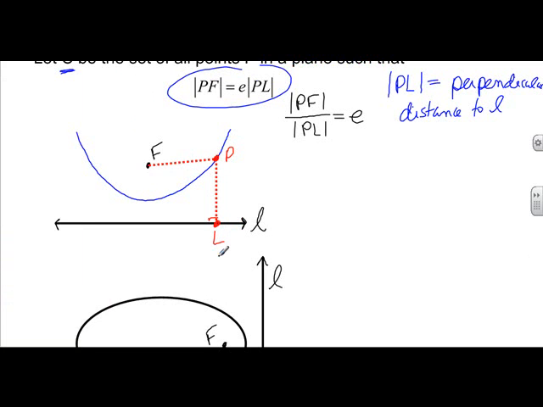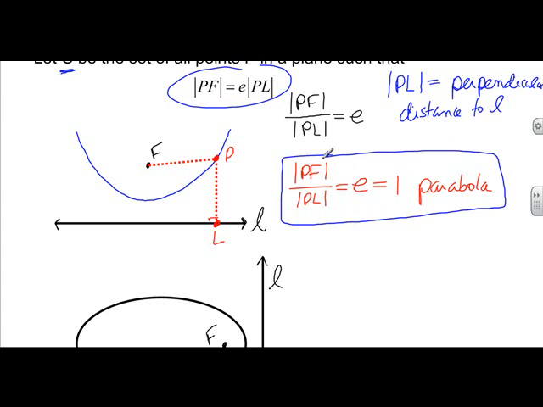With a parabola, the distance PF divided by the distance PL will equal e, and that will always equal 1 if you have a parabola. Okay, and that goes right back to the definition of a parabola. By definition, a parabola is the set of all points equidistant from a fixed point and a fixed line. The eccentricity of a parabola is 1.